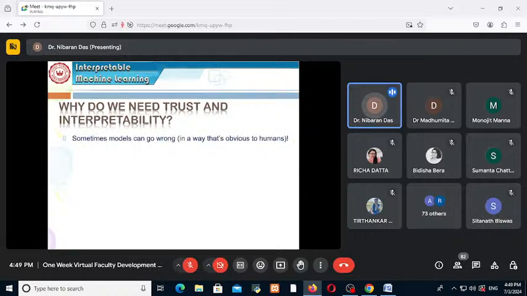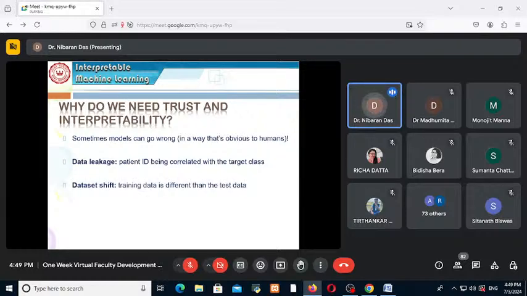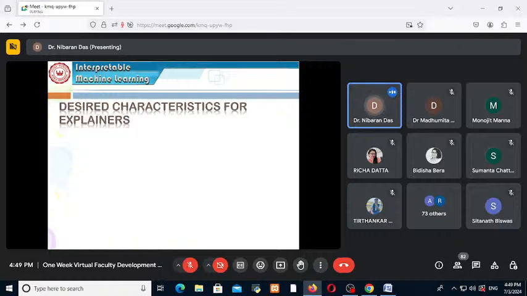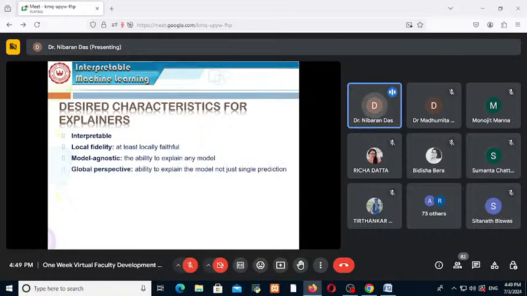Why do we need trust and integrity? Sometimes a model can go wrong in a way that is not obvious to humans. Data leakage: the patient ID being correlated with the target class. Dataset shift: the training data is different from the test data. And exploiting features: users may favor a recommender system that does not exploit clickbait. So the desired properties are: interpretable; local fidelity, at least locally faithful; model agnostic, the ability to explain any model; and global perspective, the ability to explain the model, not just a single prediction.